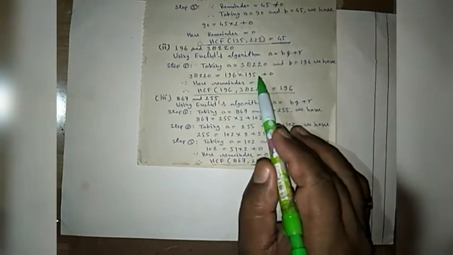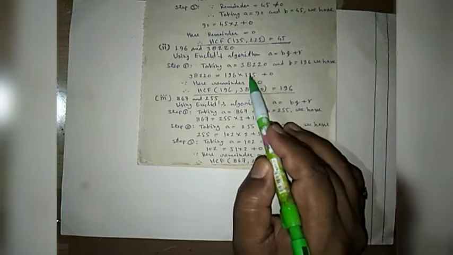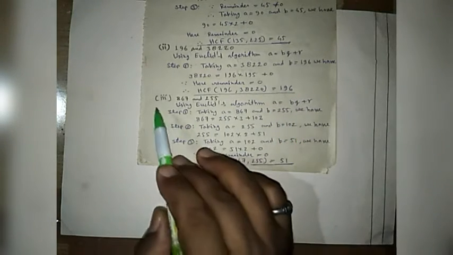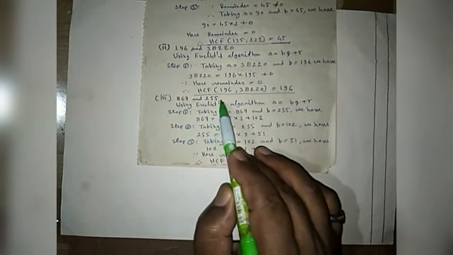In the second part, the numbers are 196 and 38,220. Here using Euclid's algorithm, a equal to bq plus r. In step 1, taking a equal to 38,220 and b equal to 196, we have 38,220 equal to 196 into 195 plus 0. Here 195 is the quotient and the remainder is 0. Because the remainder is 0, the HCF of the given numbers is 196. Here 196 fully divides the given number. So the HCF is 196.